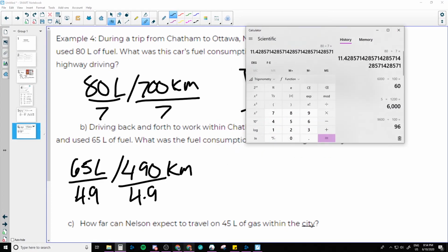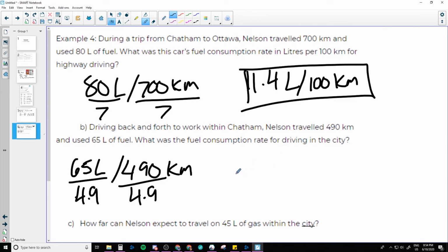So let's pull up our calculator here. We've got 65 divided by 4.9. And we get 13.3. It's going to be 13.3 liters per 100 kilometers.